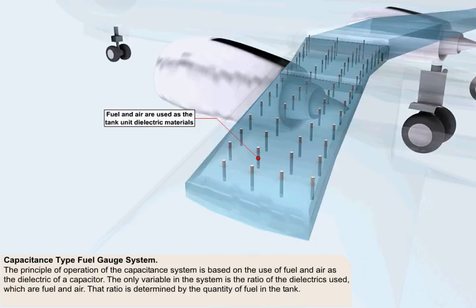The principle of operation of the capacitance system is based on the use of fuel and air as the dielectric between parallel plate capacitors, which have a fixed area and a fixed distance between them. The only variable in the system is then the ratio of the dielectrics used, which are fuel and air. That ratio is determined by the quantity of fuel in the tank.